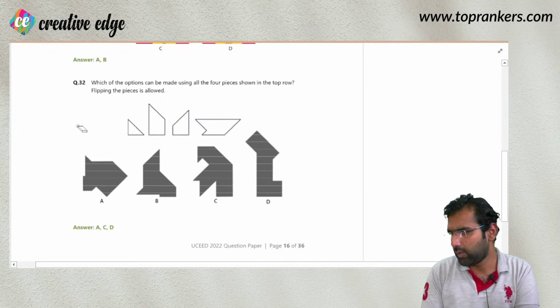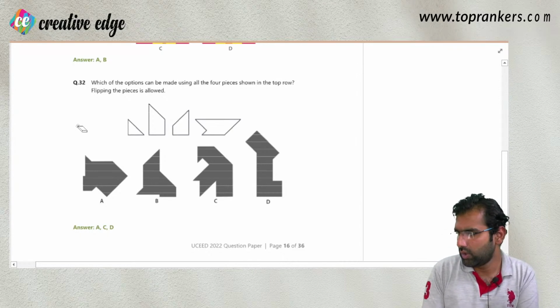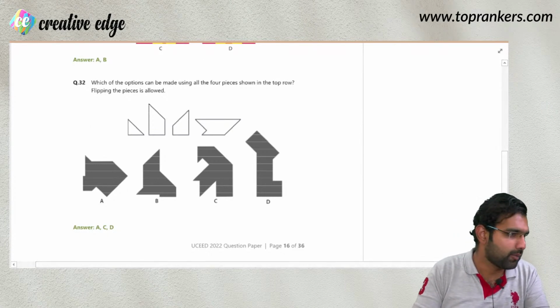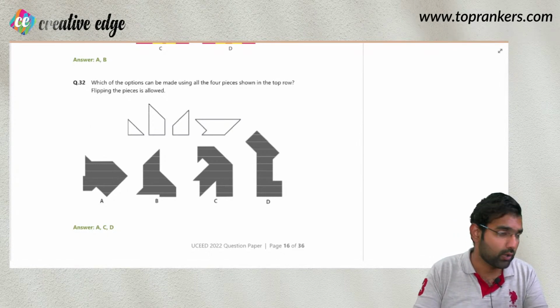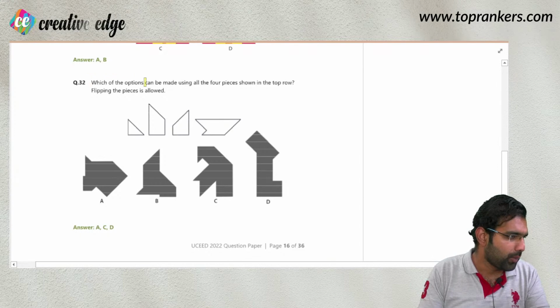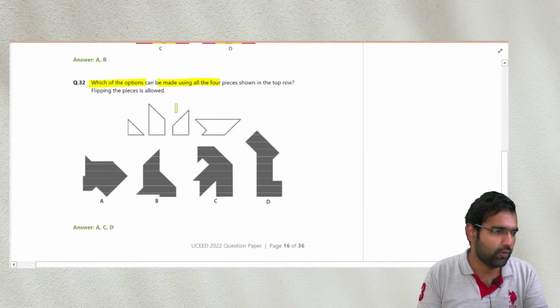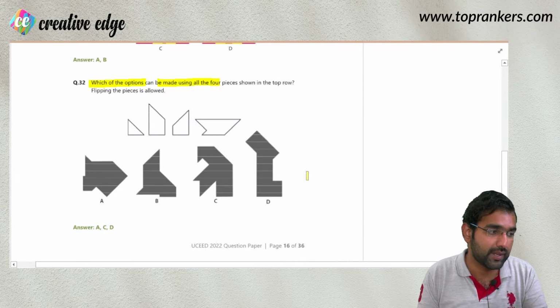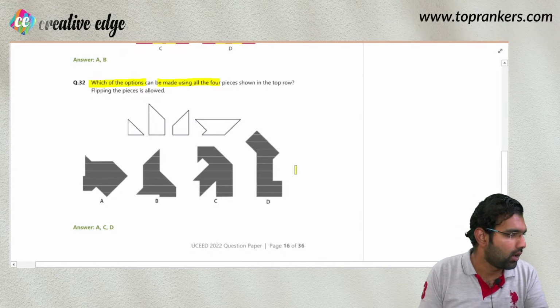Okay, so Sky Potter is saying 32. Rohit is also saying 32. Okay, Rohit, let me explain it one more time. Let me read from here once, because I haven't even read the question paper properly. Which of the options can be made using all the 4 pieces shown in the top row. So using these four shapes, I have to see which shapes can be made, right?